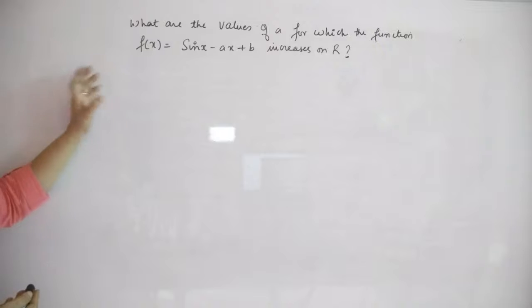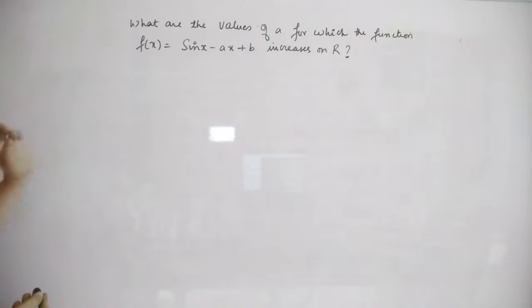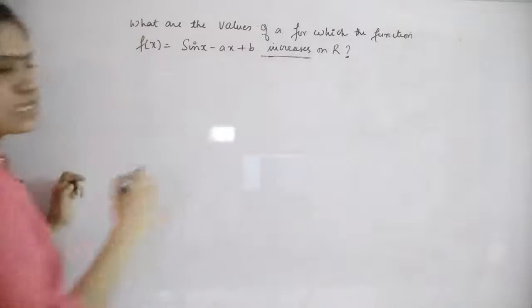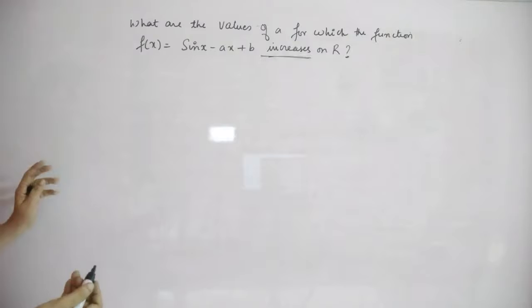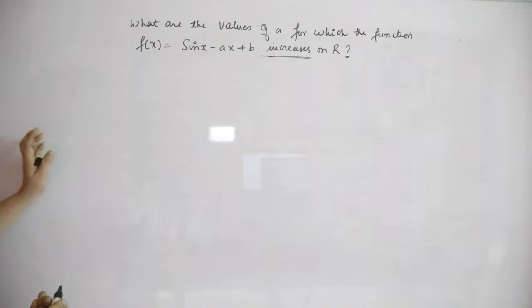The question: what are the values of a for which the function f of x equal to sin x minus ax plus b increases on R? Increases means the function is an increasing function, meaning f dashed of x should be greater than 0. That is, the first derivative should be greater than 0. Using that concept, we will find out the value of a.